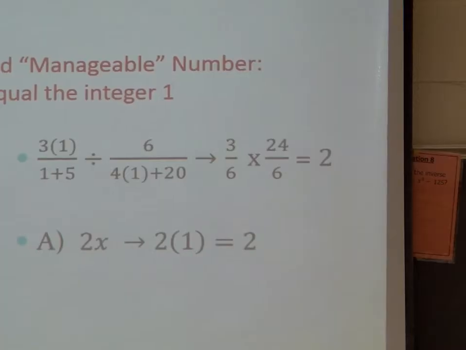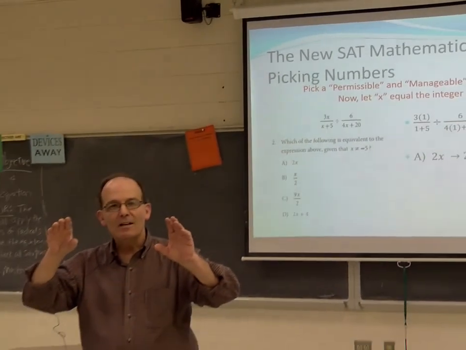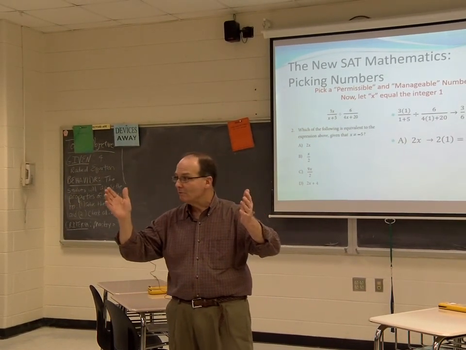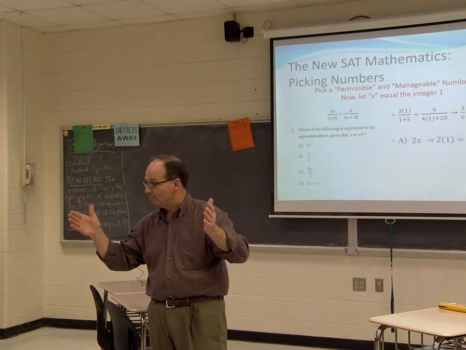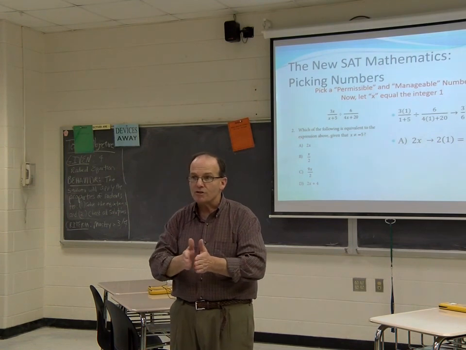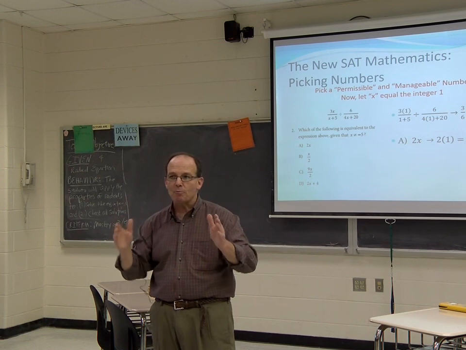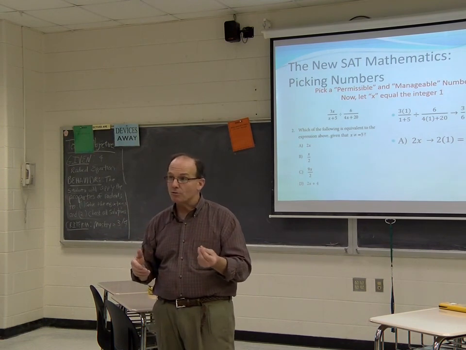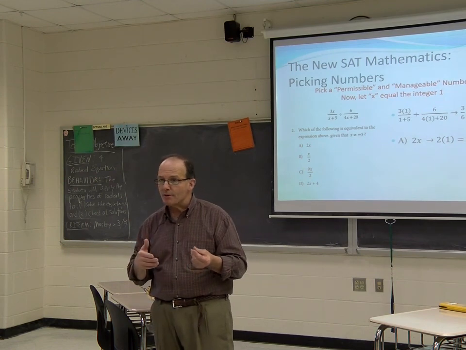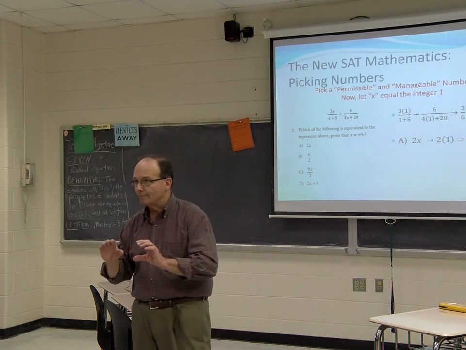Other instances might be to pick numbers when I have unknown quantities in my question, right? They give me, say, I've increased my speed by 20%, but they don't tell me what I started with. Well, what are percents based on? 100. So I don't care what the problem is. My starting speed's 100. The starting price of that new car is 100. I just move it up and down with percentages using that number, x equals 100, as that starting quantity. Okay?